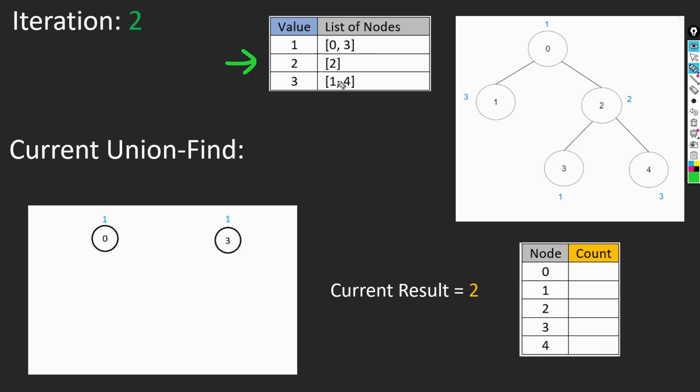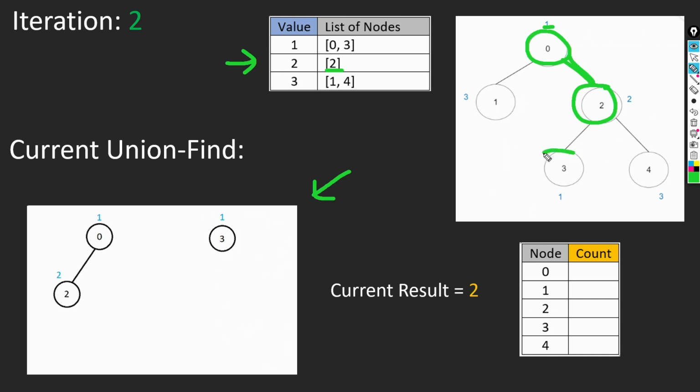Moving on to value 2, this value only has 1 node, which is node 2. Again, we're going to check its neighbors. First, neighbor 0 has the value of 1, which is smaller than the current value of 2. So we union 0 and 2 together just like this. Now moving on to neighbor 3.